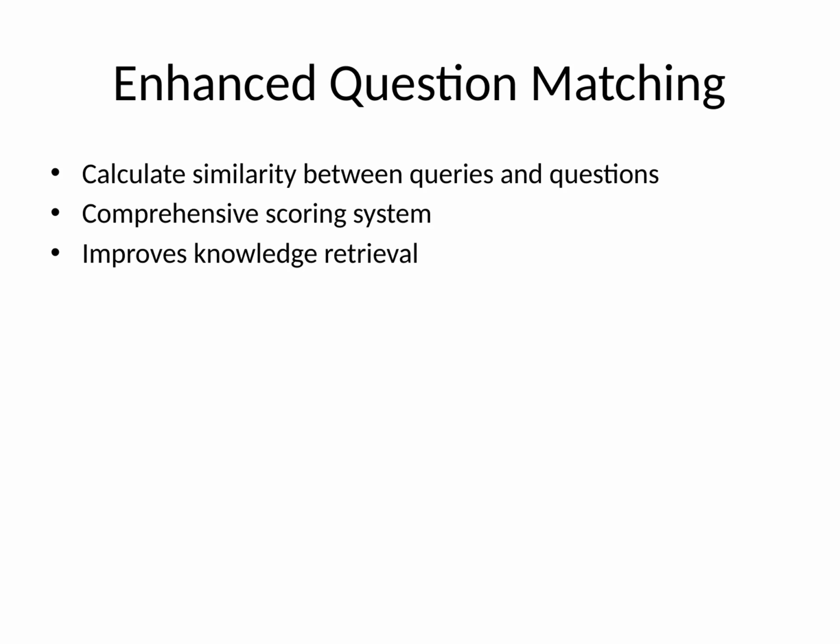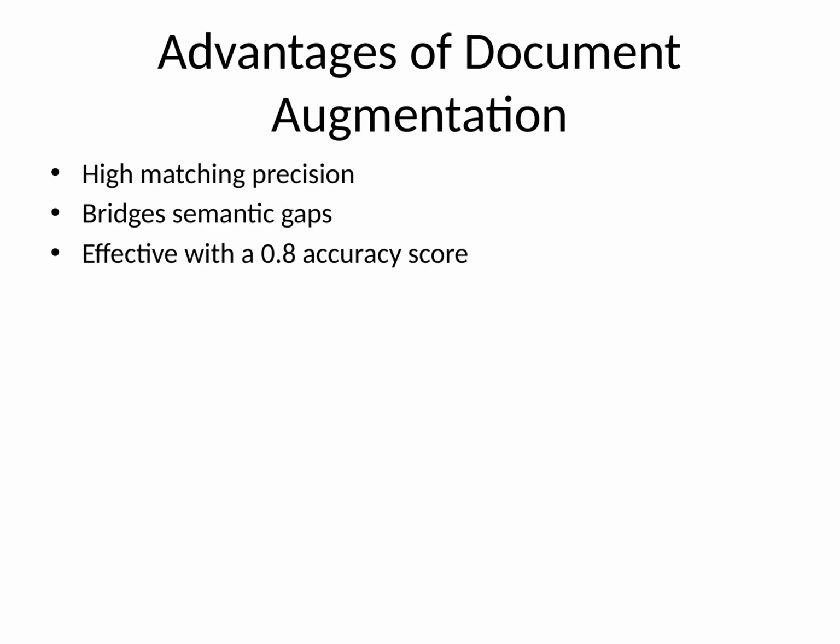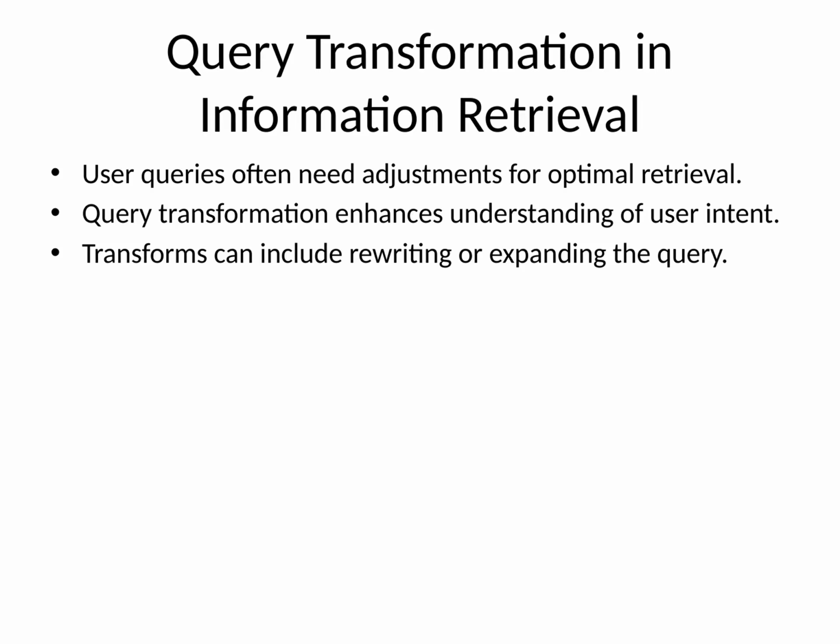When a user asks a question, the system calculates the similarity between the query and the preset questions. Using a comprehensive scoring system, this approach enhances the retrieval of relevant knowledge points. Document augmentation offers high matching precision, effectively bridging semantic gaps. Even if the original text lacks certain keywords, the method can still accurately match questions, achieving an impressive accuracy score of 0.8.